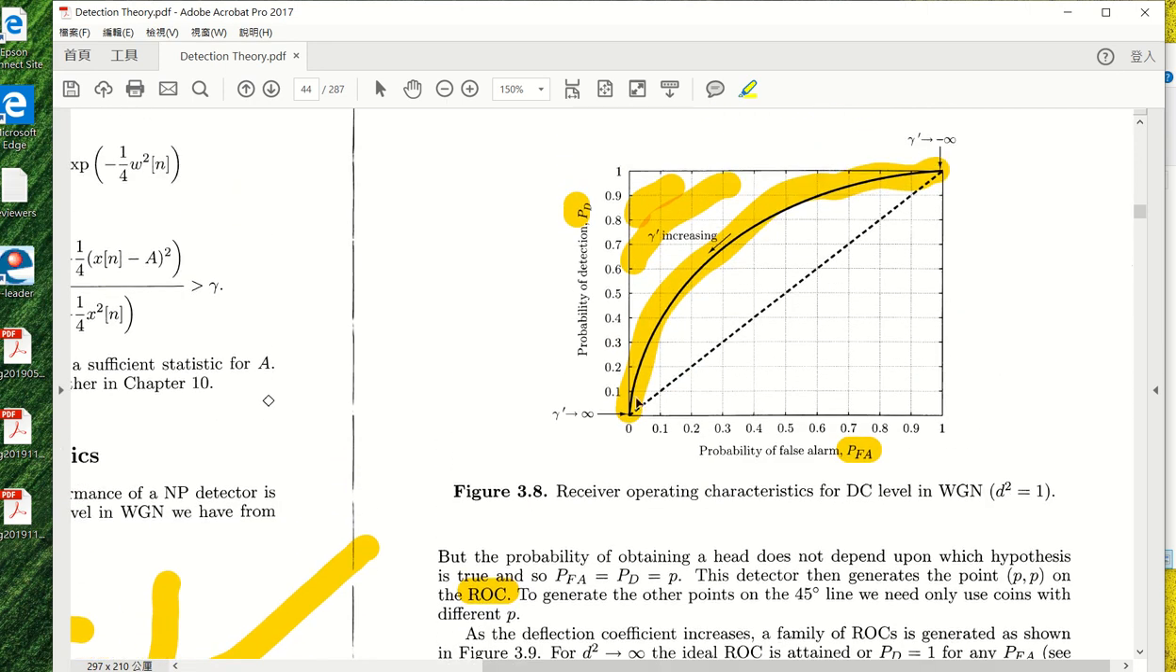And then when you tune the gamma, for example, you increase the gamma. Of course, that only applies to the Gaussian cases. You increase the gamma, you are decreasing the PFA. Also, you decrease the PD. Right? There is no free lunch, so you sacrifice PD as a gain in PFA. And then, of course, the other side is you decrease gamma prime. You go this way.